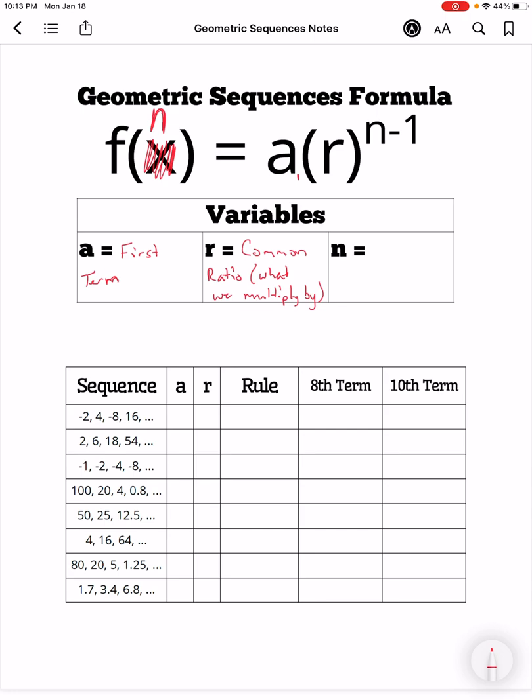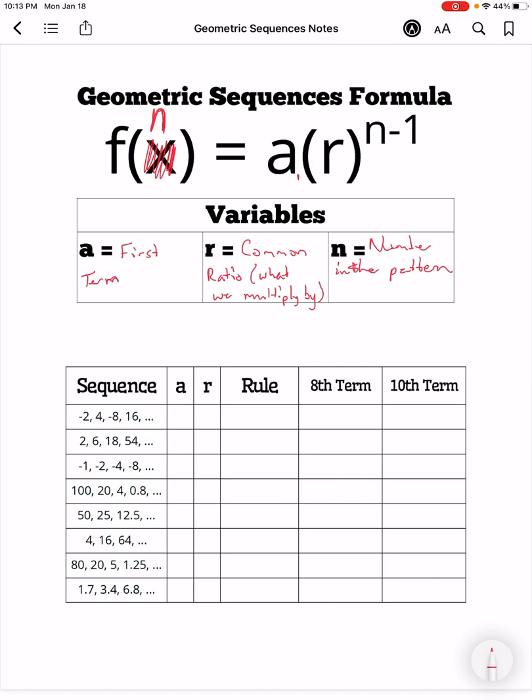So if every number in the sequence doubles, then the r will be 2. If every number in the sequence triples or quadruples, that's what we're looking for there. And then n stands for the number that we're looking for. So that's the specific number in the pattern that we're looking for.